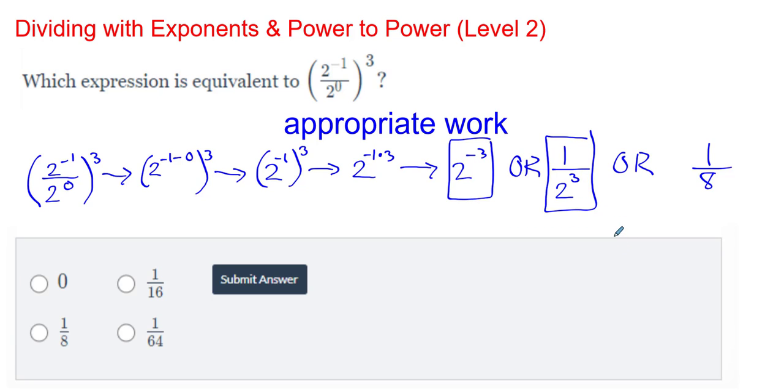Now just a reminder, 2 to the power of 3 is really 2 times 2 times 2. So 2 times 2 is 4, and then 4 times 2 is 8. So the answer that they actually have there is just 1 over 8.